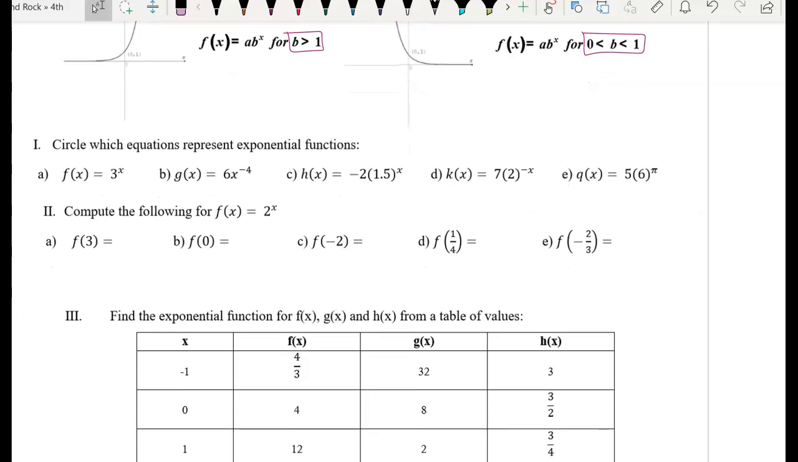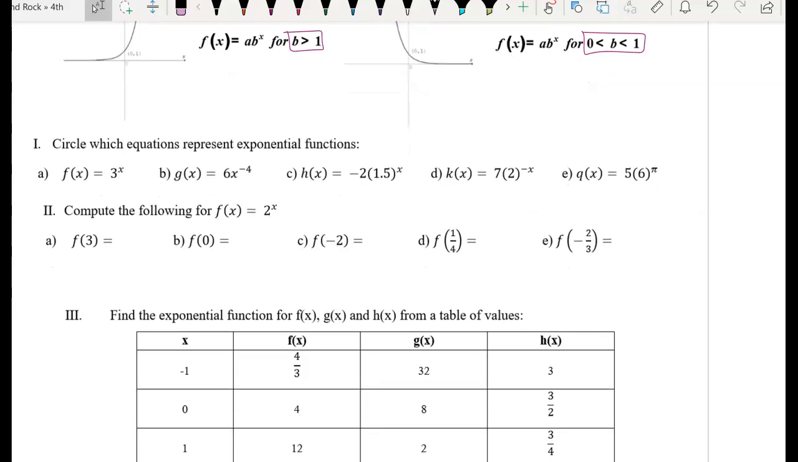So let's go ahead and ask whether or not we have an exponential or not. So on part A there, if I'm looking at 3 to the power of x, let me grab the other stick. Is 3 to the power of x exponential then? Yes, we have a variable in the exponent.